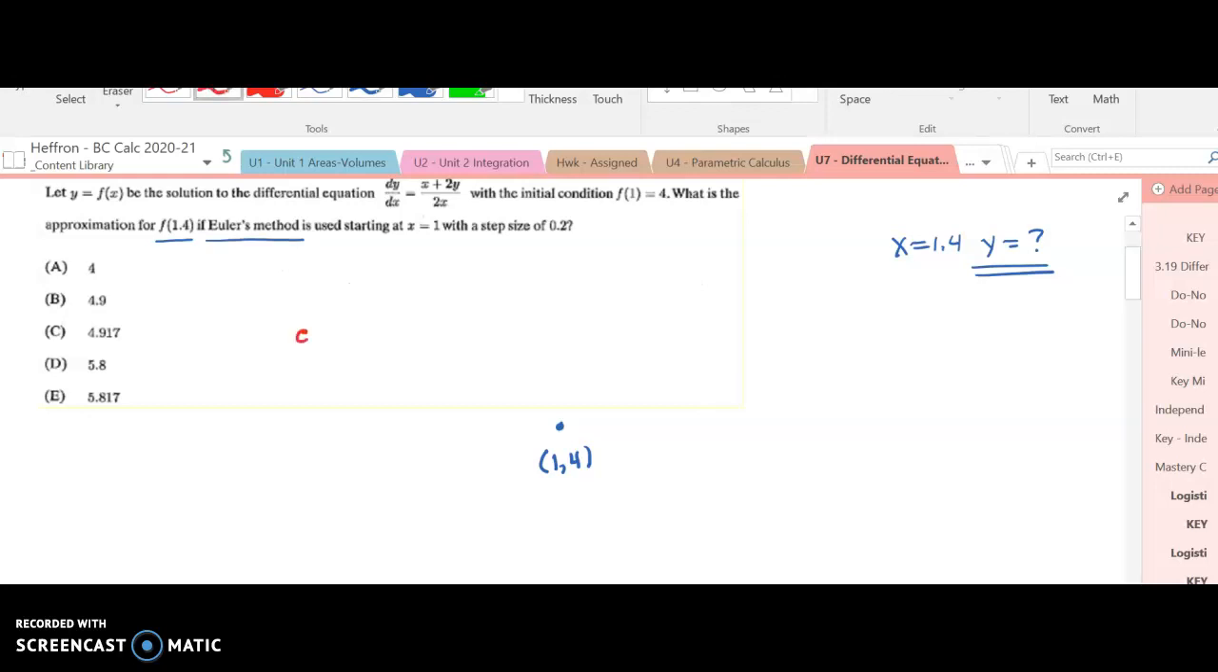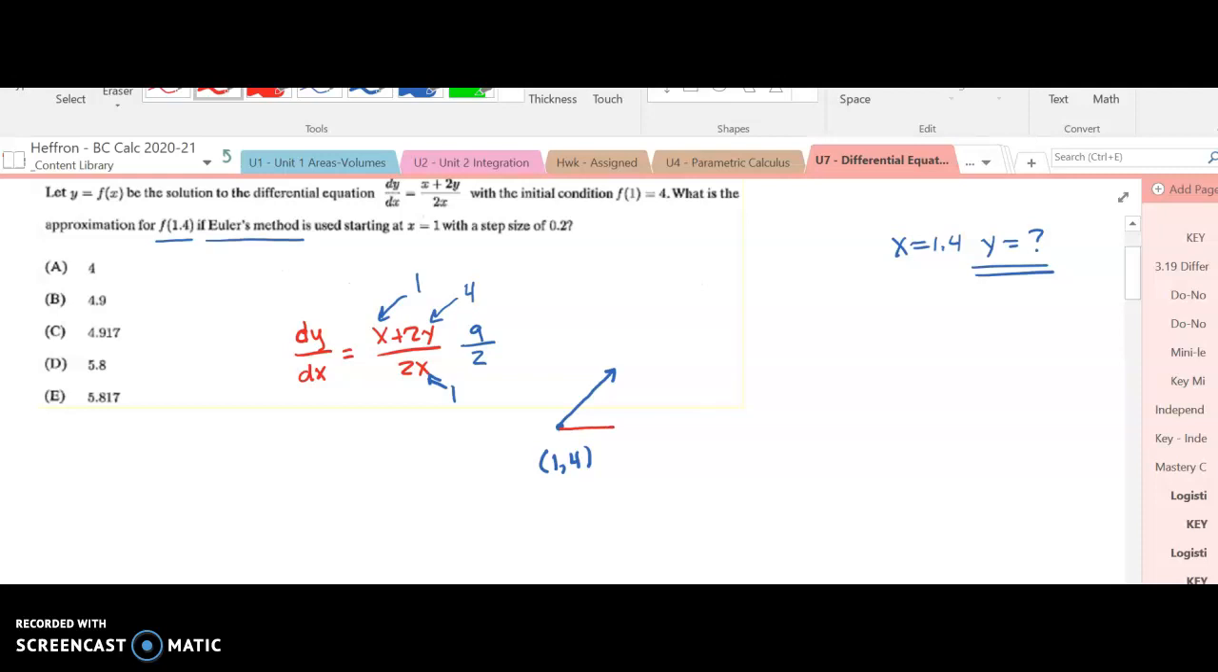So that means if dy/dx equals (x plus 2y) over 2x, and you're starting at (1, 4), then your initial slope has this being a 1, this being a 4, and this being a 1. Well, that is 1 plus 8 is 9 over 2. So your slope is 9/2. So you take off at a slope of 9/2.